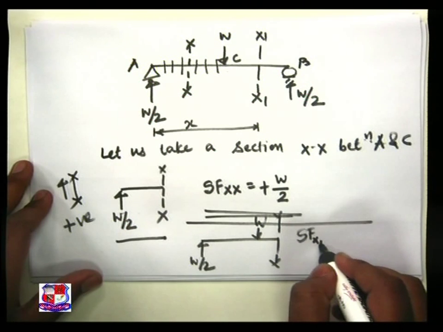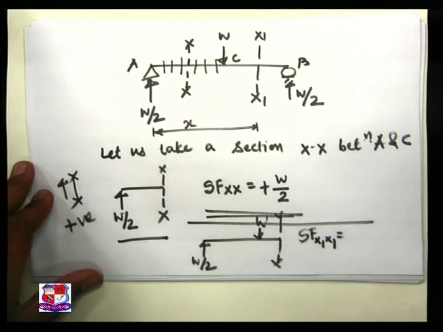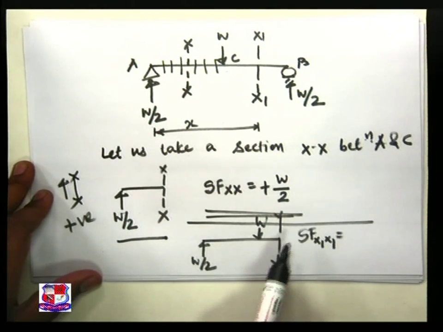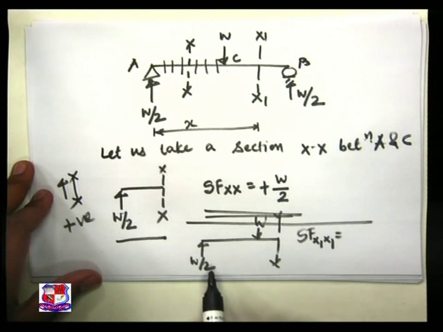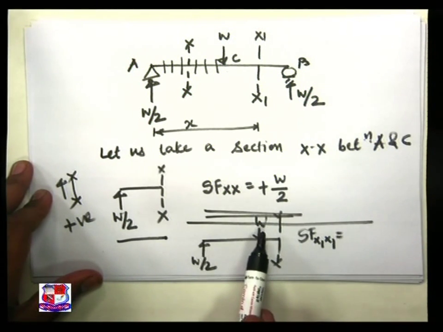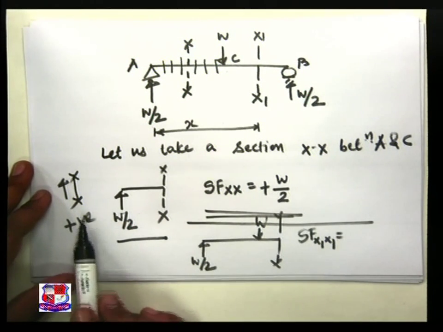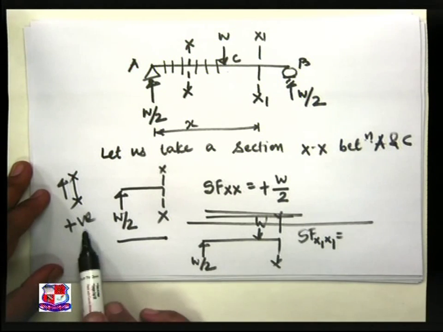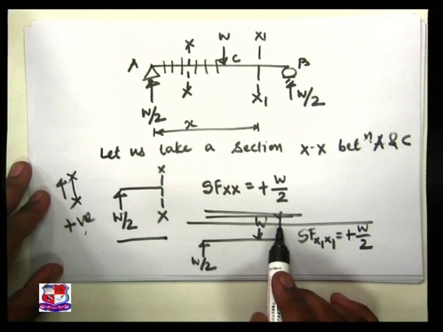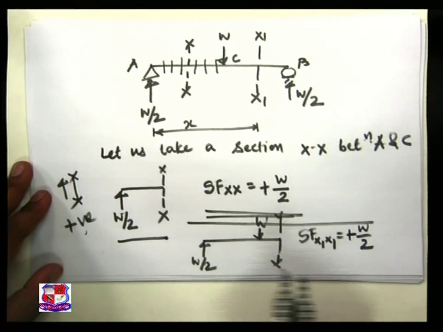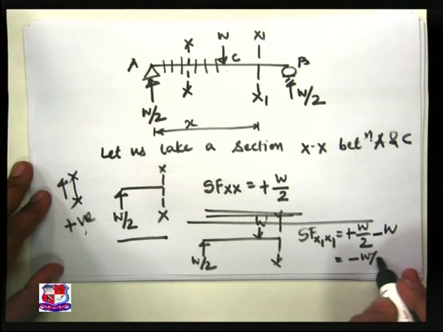SF x1 is equal to, see, on the left side of the section x1 there are two forces acting, W by 2 and W. If we take our sign convention, section left upward is positive, so plus W by 2, and section left downward is treated as negative, minus W. This will give me minus W by 2.